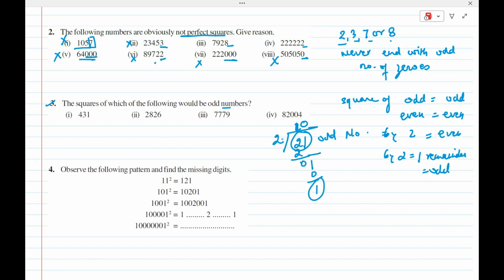Correct? So as this is an odd number, its square will also be odd. This is an even number, so its square will be even. So the question is, the square of which of the following would be an odd number? So the first and third will have squares as odd numbers.